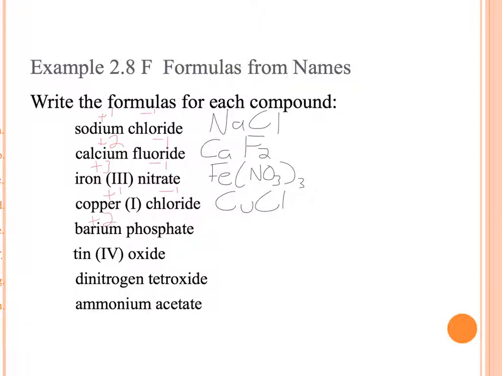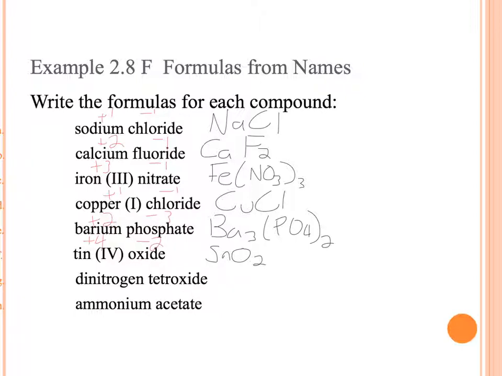Barium is +2. We can look that up. Phosphate is -3. We need those to get to 6. So I need 3 bariums and 2 phosphates, 2 of the polyatomics going in parentheses. Tin 4, +4. Oxygen is -2. 4 is the common multiple there, so I just need one of the tins, but I will need 2 oxygens to balance it out. SnO2.